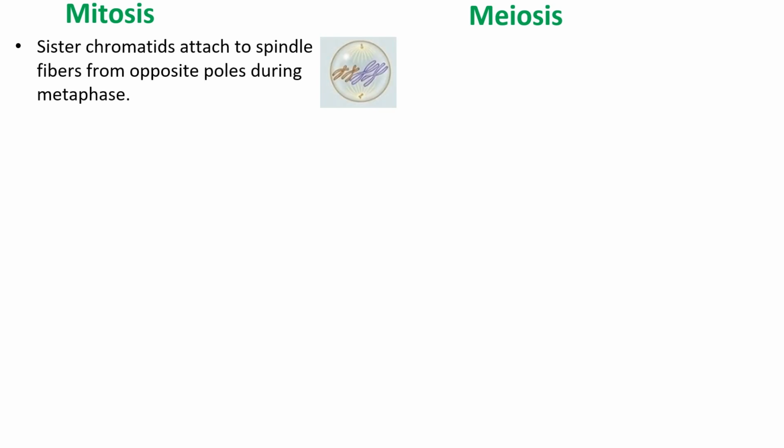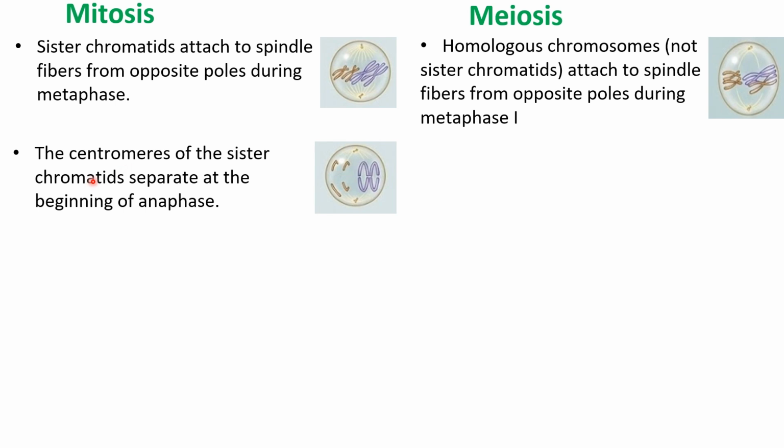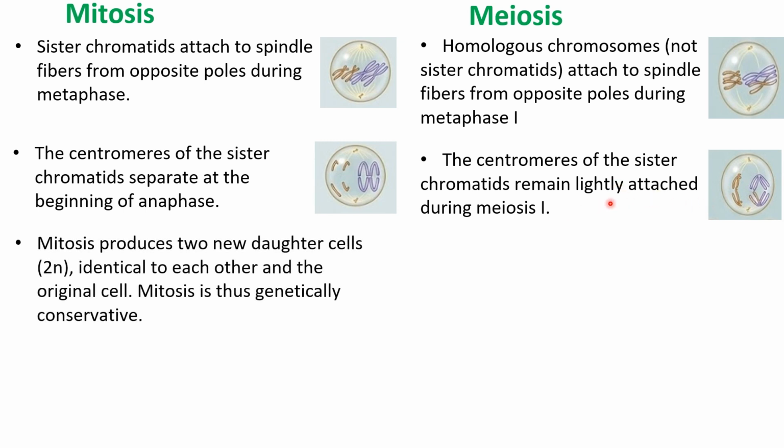In mitosis, each sister chromatid is attached to spindle fibers from opposite poles during metaphase. In meiosis, homologous chromosomes attach to spindle fibers from opposite poles during metaphase I. In mitosis, the centromeres of the sister chromatids separate at the beginning of anaphase. In meiosis, the centromeres of sister chromatids remain tightly attached during Meiosis I. Mitosis produces two new daughter cells identical to each other and the original cell. So mitosis is thus genetically conservative.